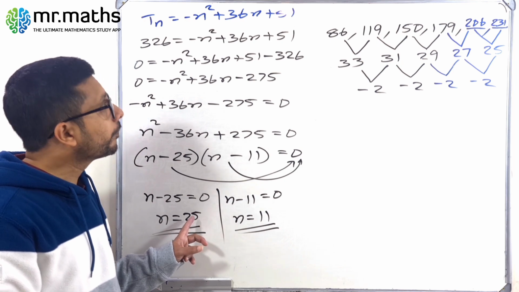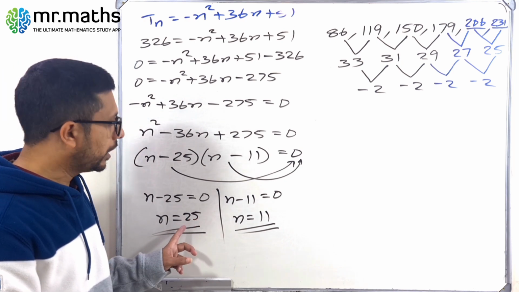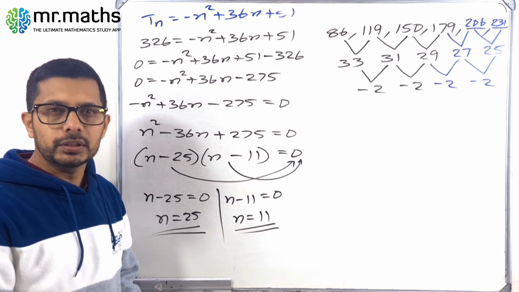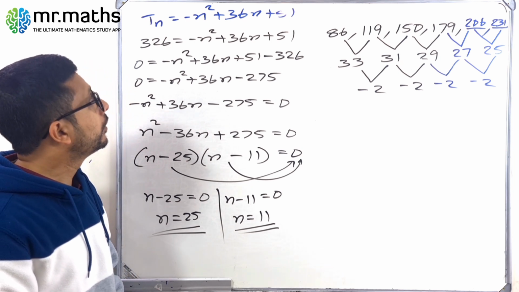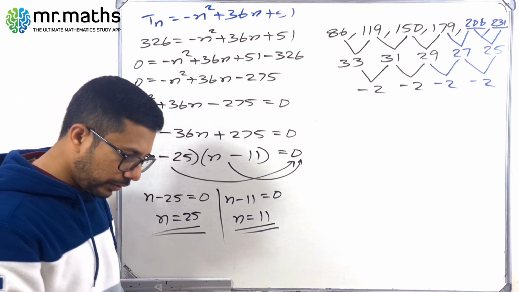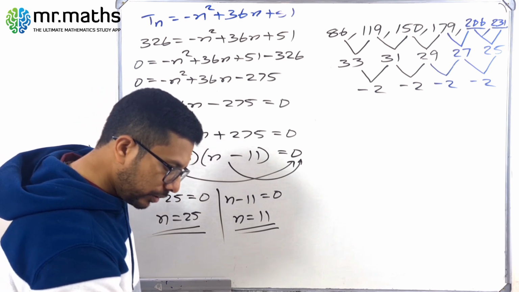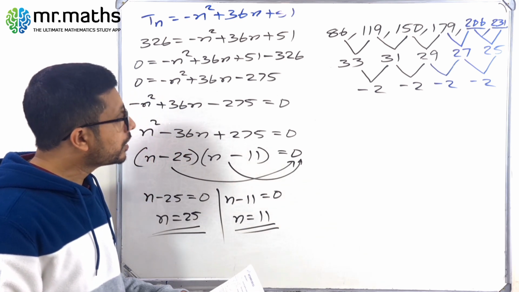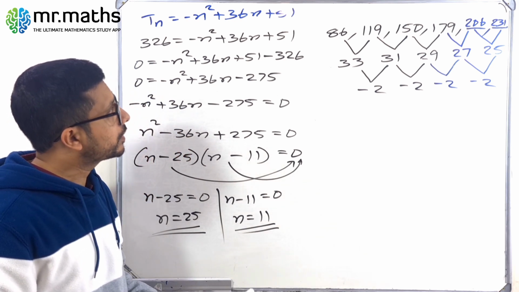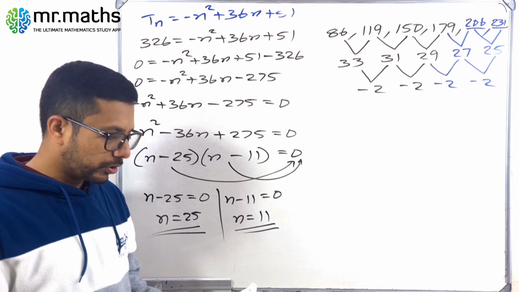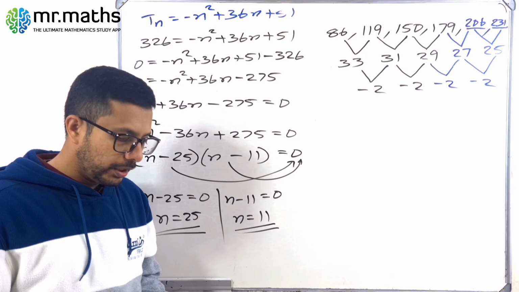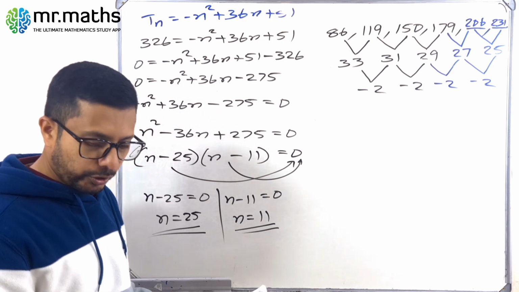25th term, it can be 25th term or it can be 11th term. In both the cases the answer is what is the answer they want? Which term of the sequence is 326? That is the question. Okay, so that is question number 2.1.3. Now let's move to the next question, 2.1.4.